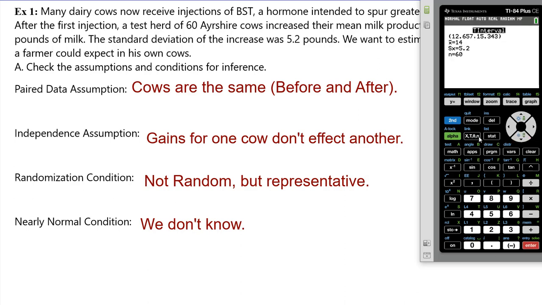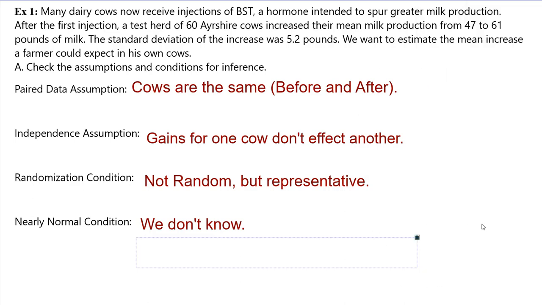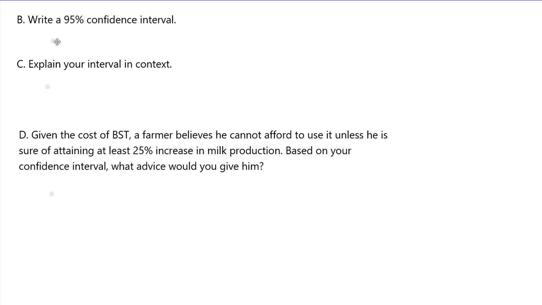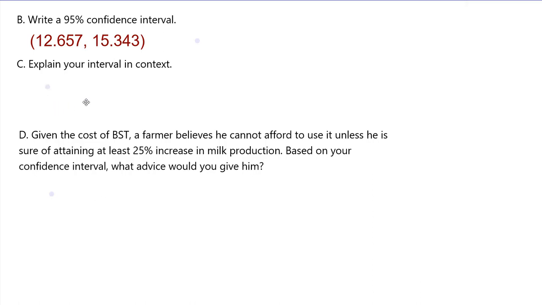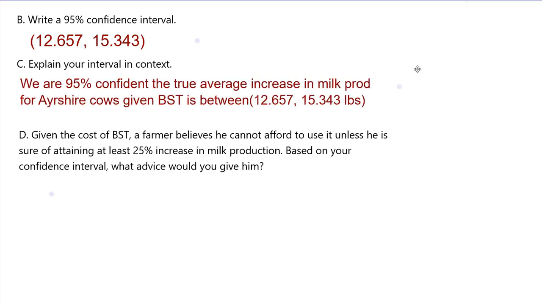95% confidence. I'm assuming that's what they asked for. Yeah, 95% confidence. Okay, and that should be the same value we got. Yep, that's it. All right, explain your interval in context. So we are 95% confident that the true difference between the mean milk production before and after the BST injections is anywhere from 12.7 pounds of milk increase to 15.3. So basically, we are 95% confident the true average increase in milk production of our Ayrshire cows given BST is between those two values.